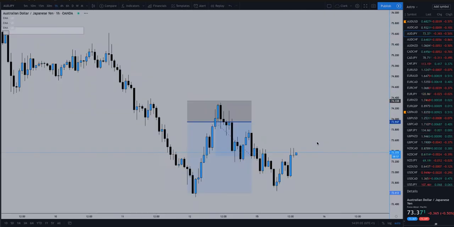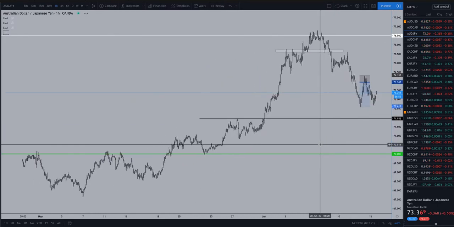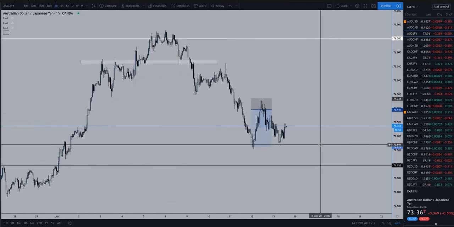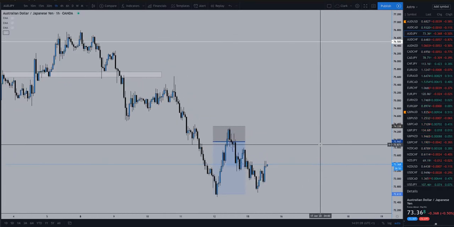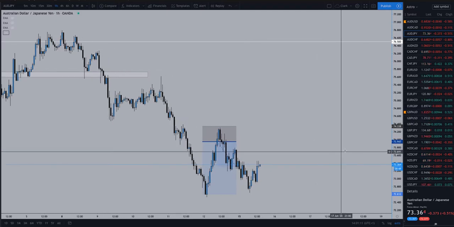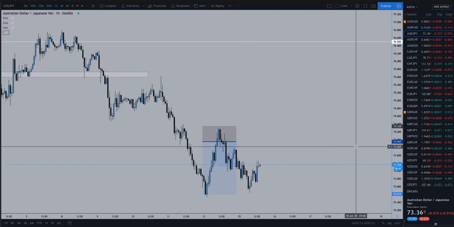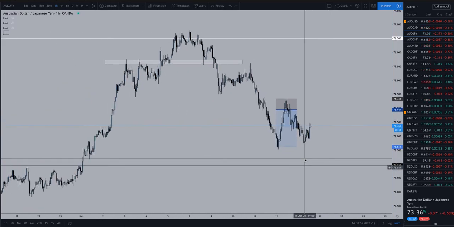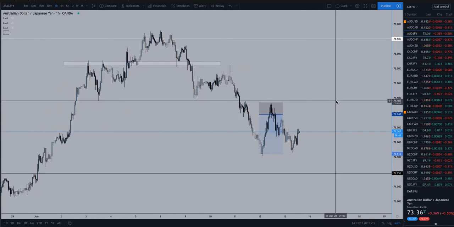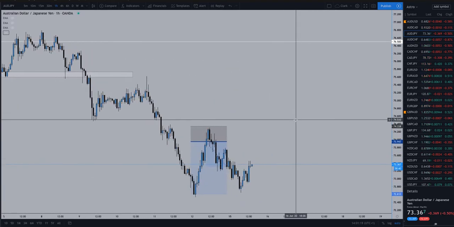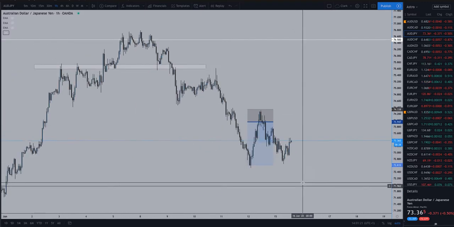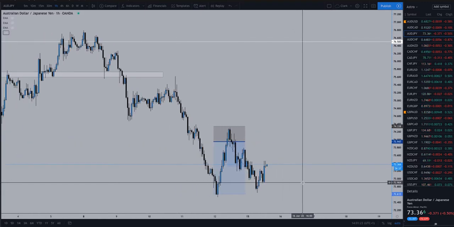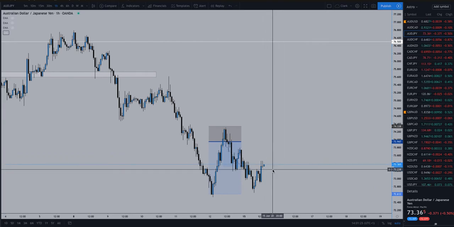Let's look at the 1 hour. Struggling. Sorry, guys. All right, so like I said, it's just in no man's land, okay? You want to trade in the zones. You don't want to trade right here.